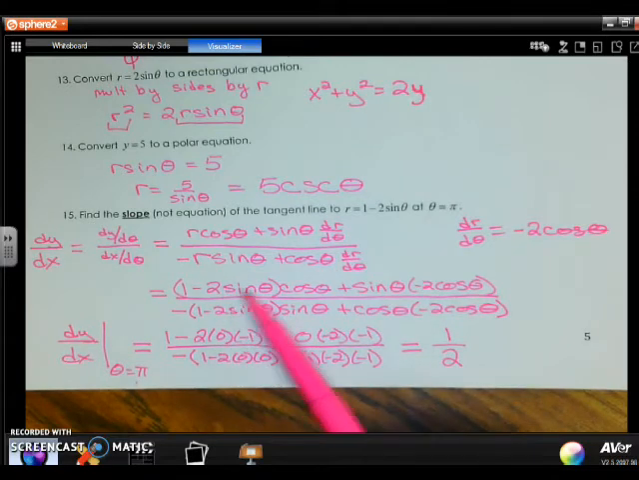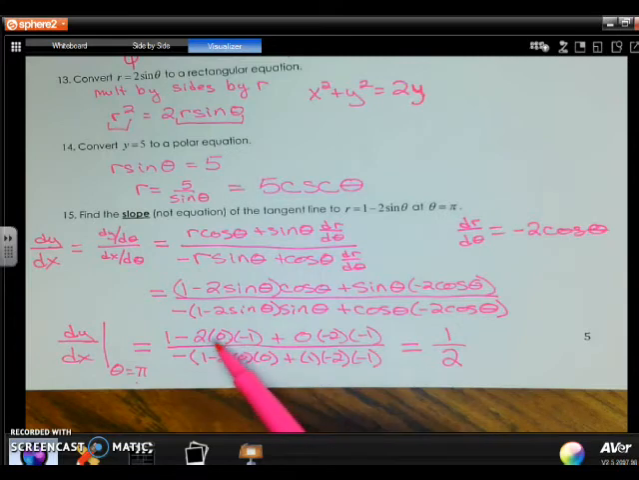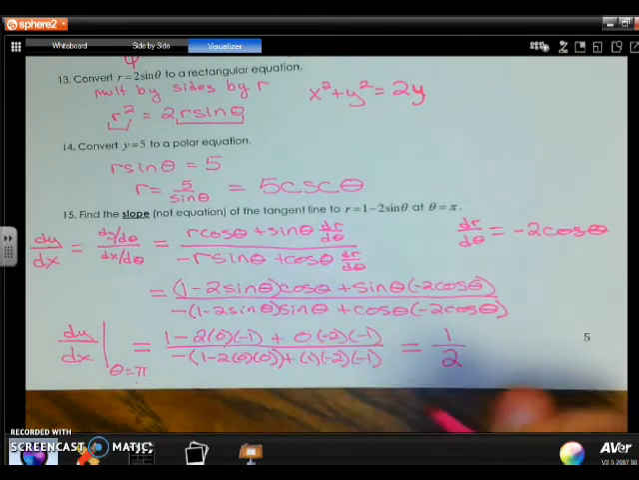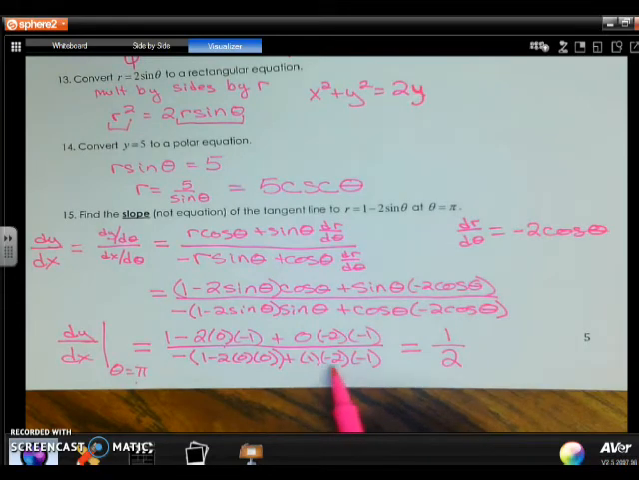So just for example, the sine of pi is 0, so this part's going to 0 out there, so you're going to have 1 minus 0 plus 0. So 1 minus 0 plus 0 is 1. In the denominator, when you plug in pi again, this whole section here is going to end up being 0, and then here you will have 1 times negative 2 times negative, which will be a positive 2 there. So the slope there is going to equal 1/2.